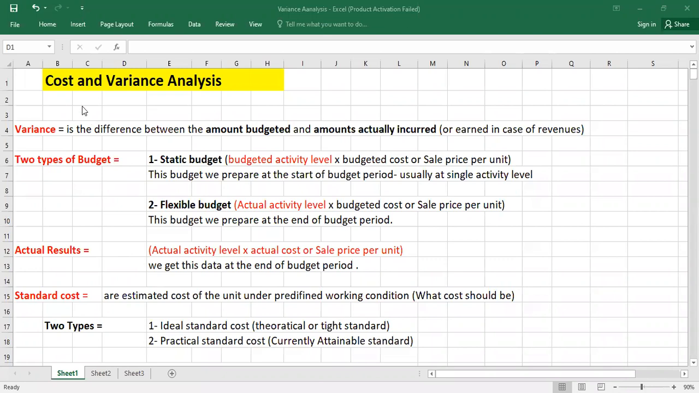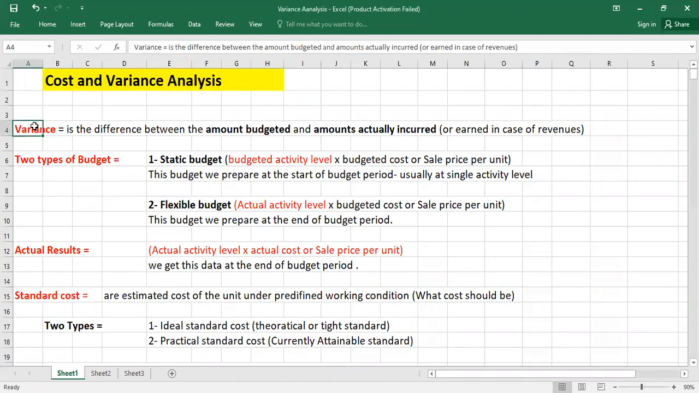So today we are going to discuss cost and variance analysis. As we know, variance means the difference or the deviations. So variance analysis can be used to assess the performance of the company. We can also use variance analysis to assess the performance of the departmental manager. Let's begin with the definition of variance analysis.